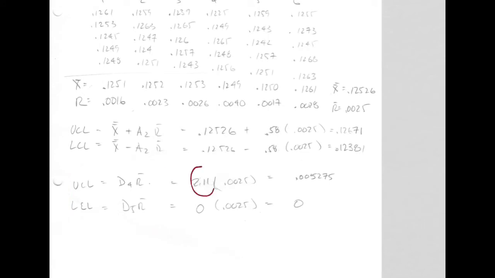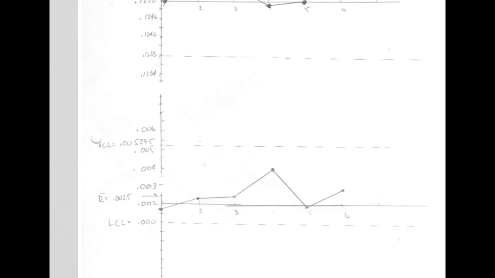There's our upper control limit, our lower control limit, and we get our values to plot on the chart. Okay, everyone? Hopefully that seems straightforward. Let's take a look at the charts. We'll spend a minute on that. So I did plot that as well.